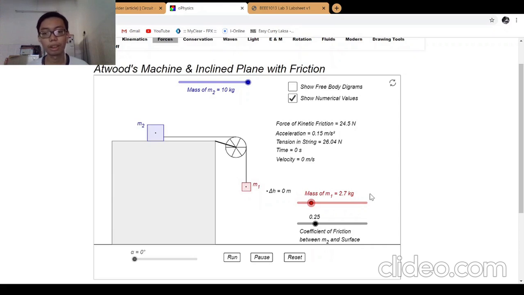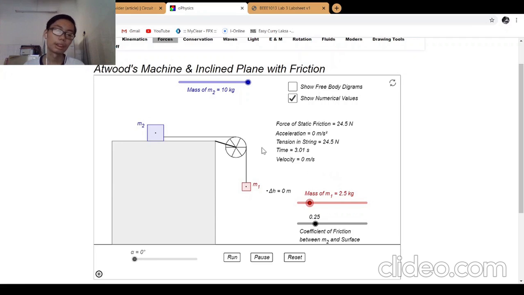2.7, run. Okay, still moving at 2.7 kilogram, and then we decrease to 2.6 kilogram. 2.6 kilogram, and it's still moving, and then we decrease to 2.5 kilogram. Okay, we can see at 2.5 kilogram, the block of M2 stops moving.